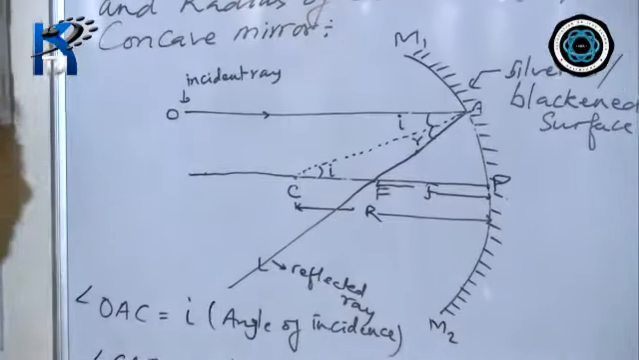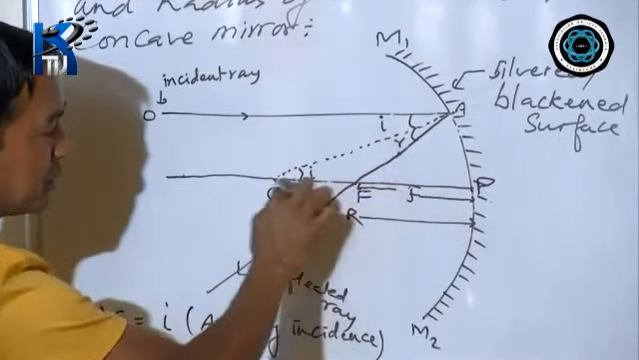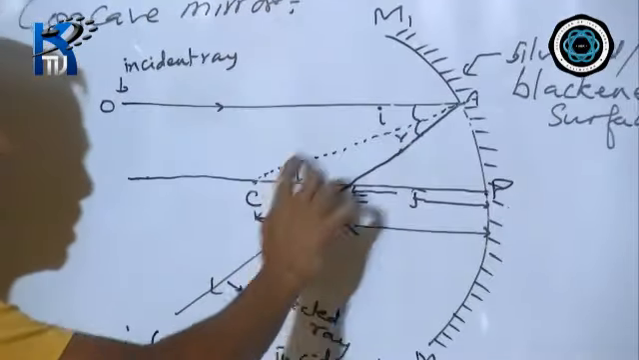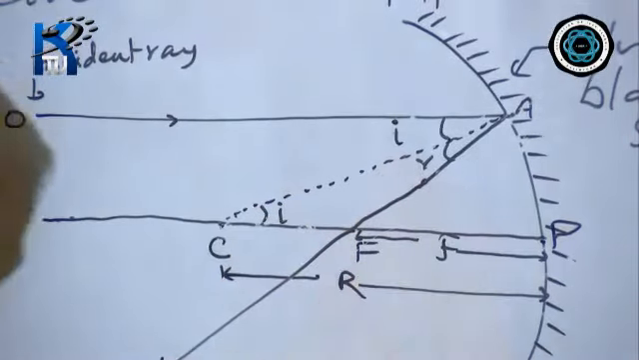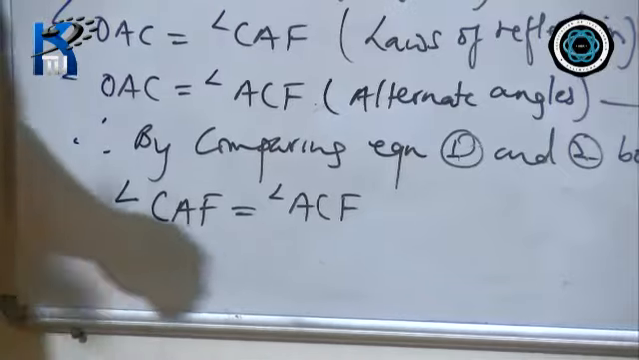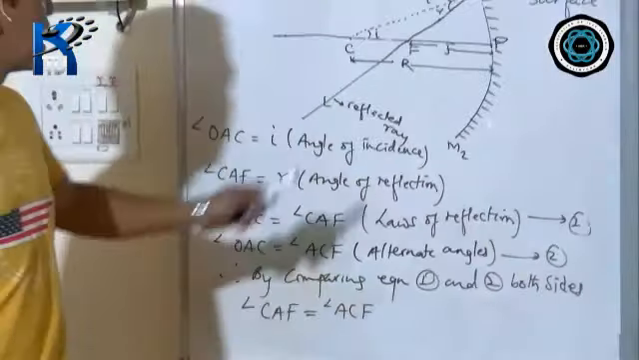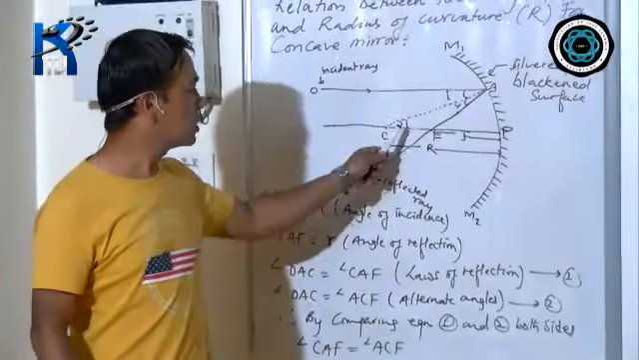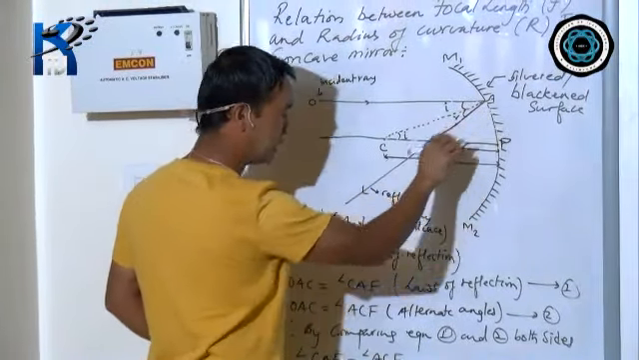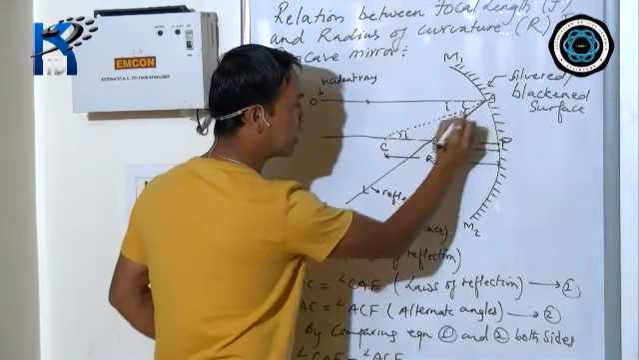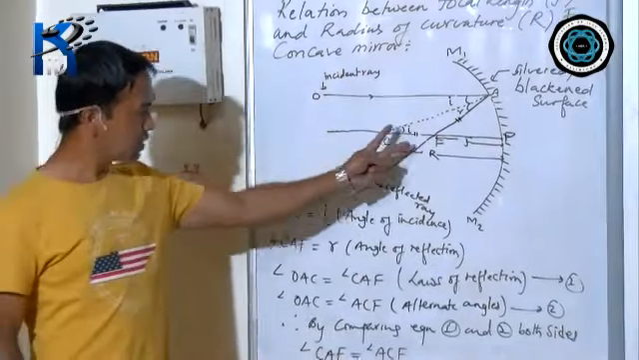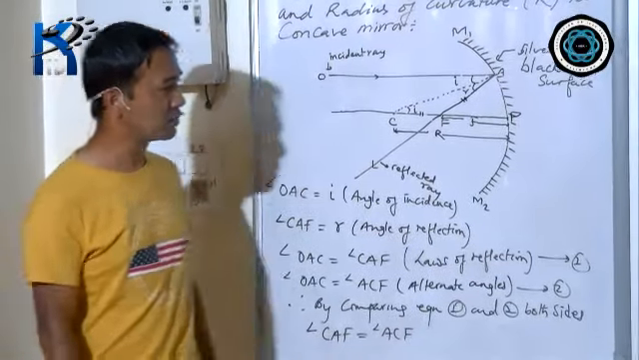If you look at the diagram, CAF forms a triangle, no doubt. But there are two angles, one is I and the other is R, and from comparing equation 1 and 2, they are already equal. And you know that in a triangle, when two angles are equal, then their corresponding sides are also equal. So I can use the property of the isosceles triangle.